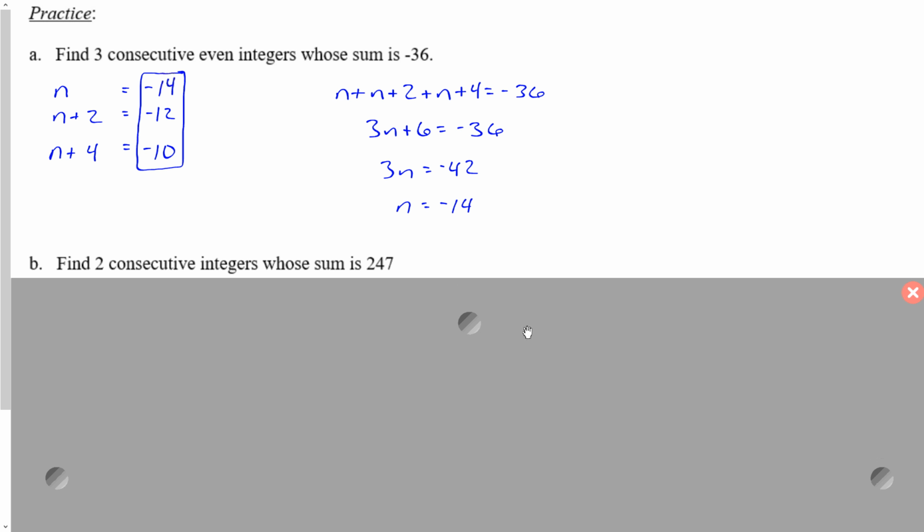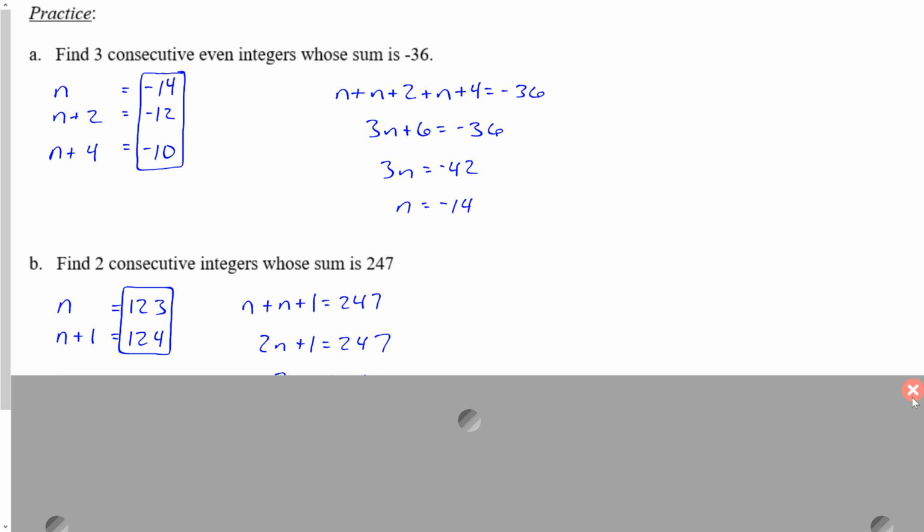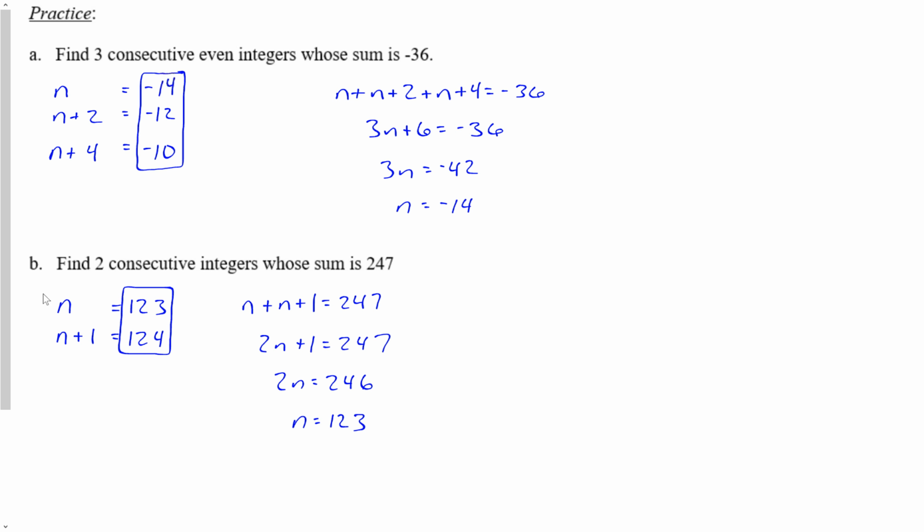Next, we'll have you try the second one. Find 2 consecutive integers whose sum is 247. With this, because it does not say consecutive even or consecutive odd, your variable term should be n and n plus 1. Again, adding those together because we're given the sum and setting it equal to that total. Combining like terms, subtracting, dividing, you get 123. Finding your second consecutive integer by adding the 1, 123 and 124 would be your 2 answers.